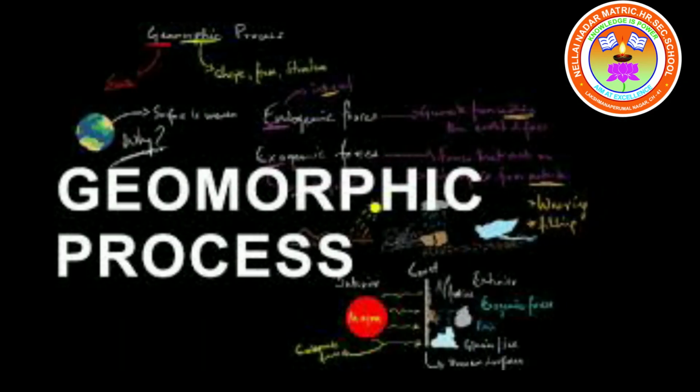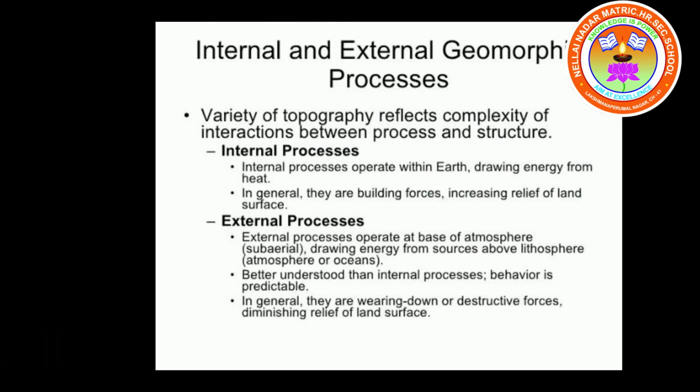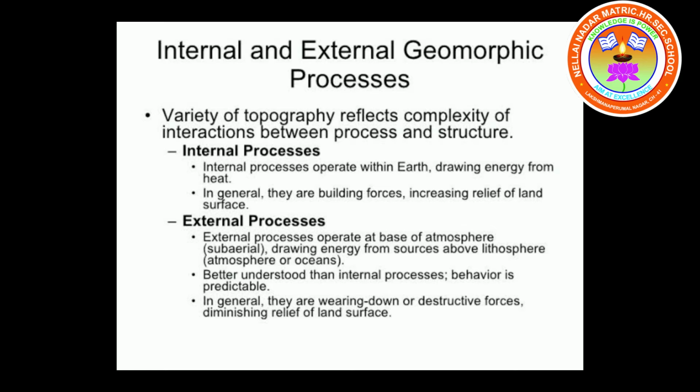The forces that act from the Earth's interior towards the Earth's surface are called internal process or endogenetic process. Actually, these forces build the landscape and create topographic relief. The forces that act on the surface of the earth due to natural agents like running water, glacier, wind, and waves are called the external process or exogenetic process.